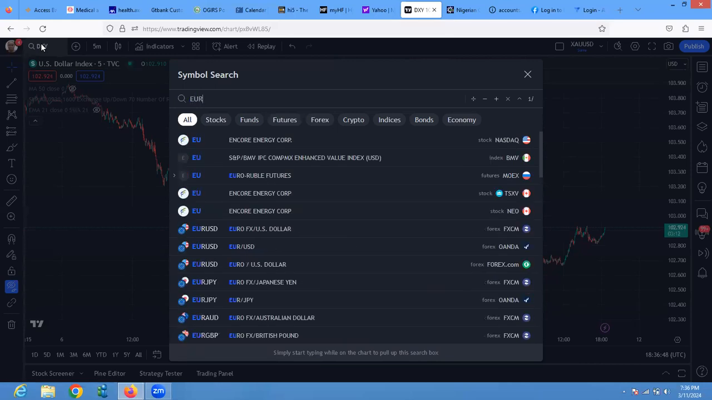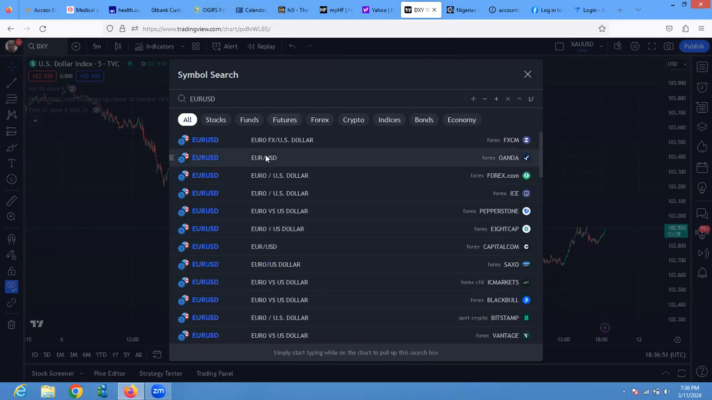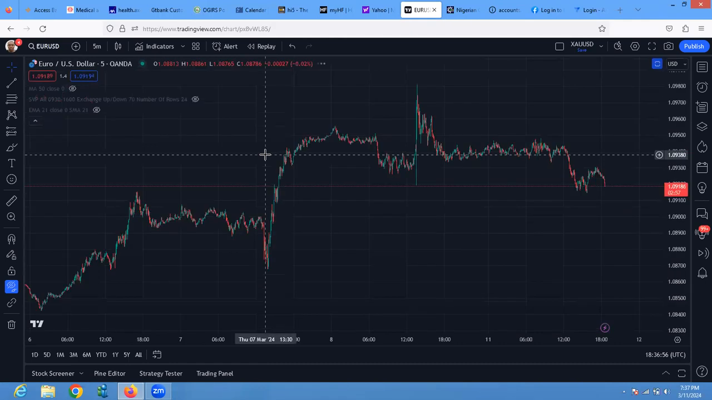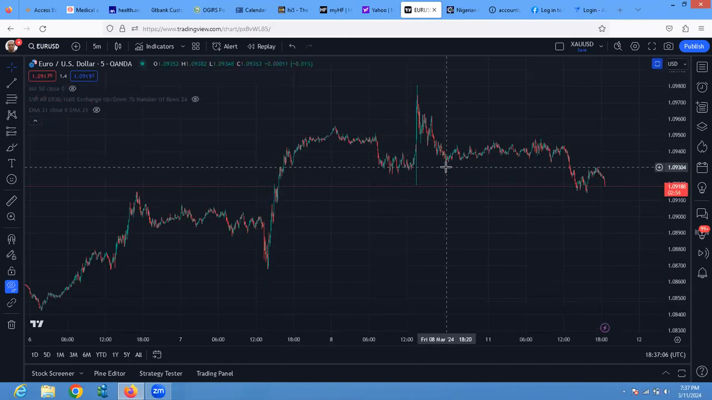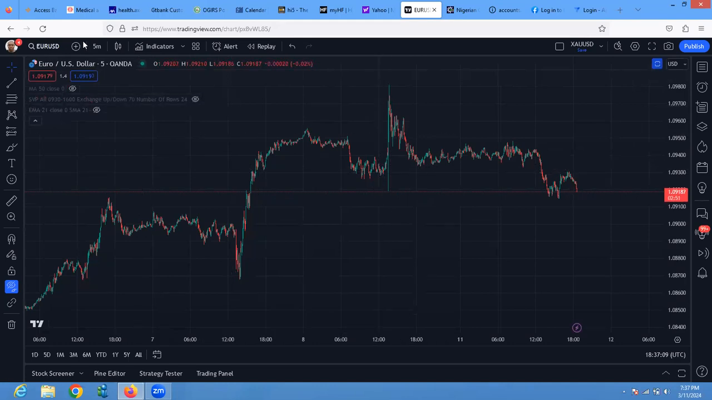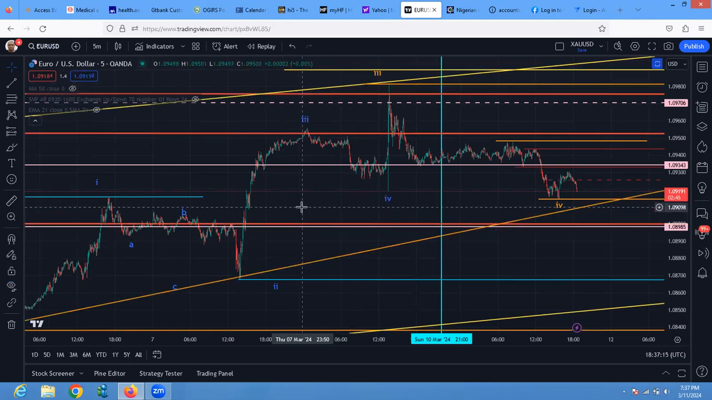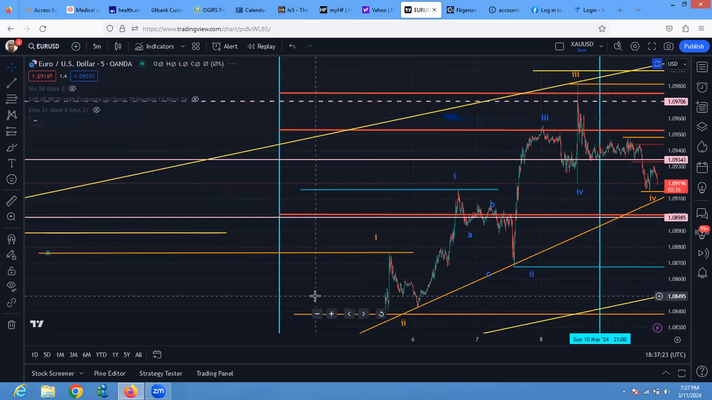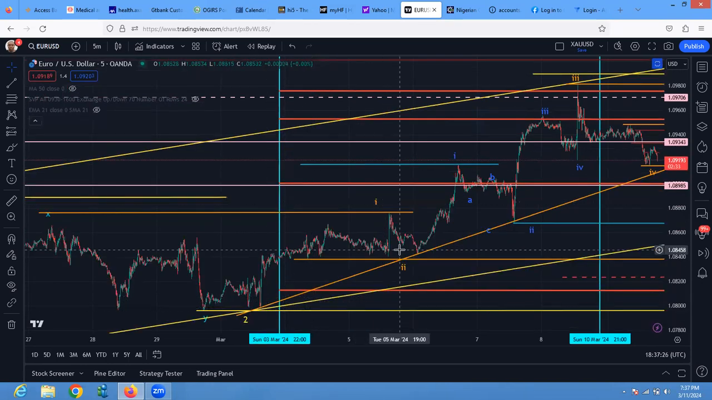I quickly want us to see that and look for potential trades. So this is euro dollar. It looks the same. Let me bring out the drawing first. So what we see here is that on a 5 minutes time frame, you can see a 1 and a 2, a 3. This is like a 3.